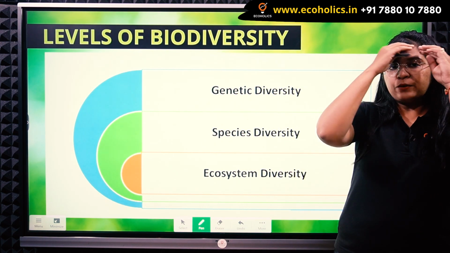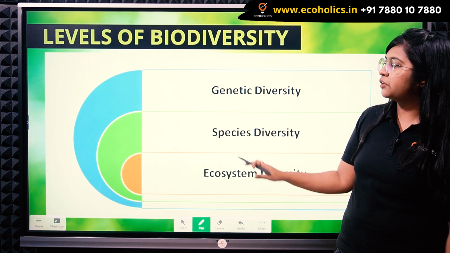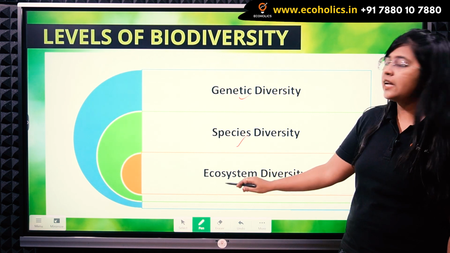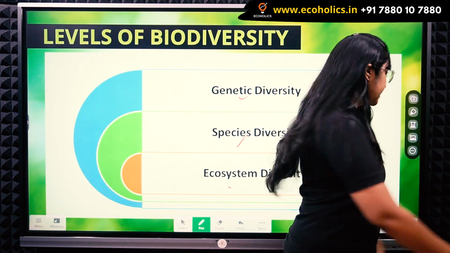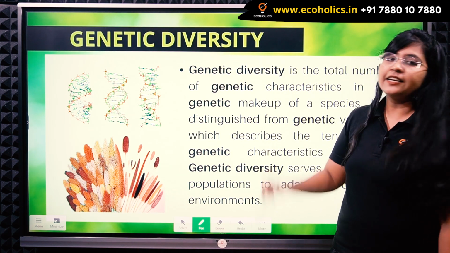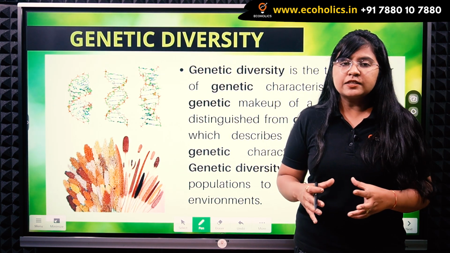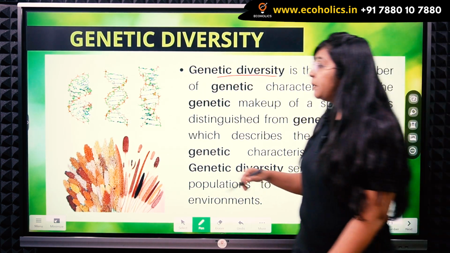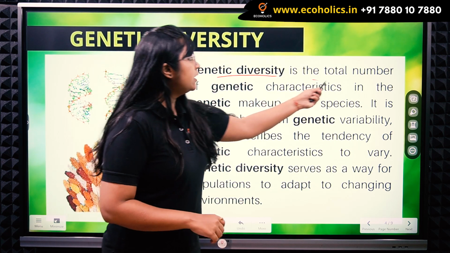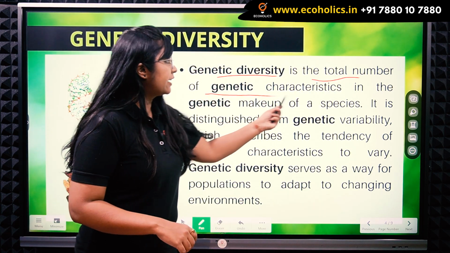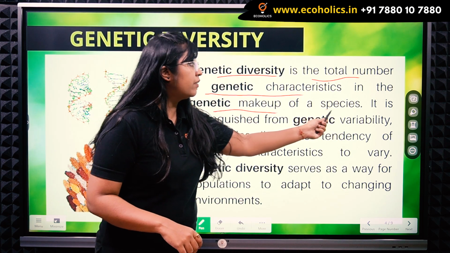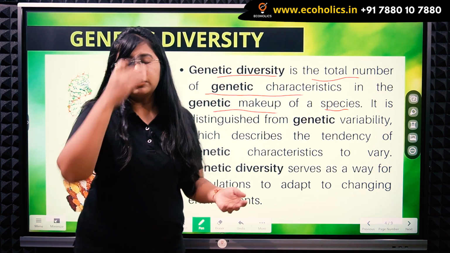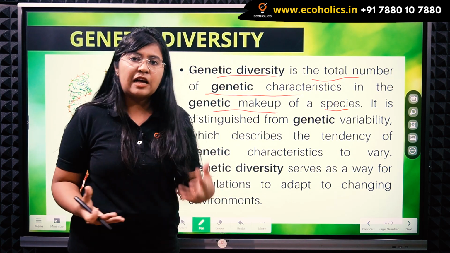Now, when we talk about biodiversity, we look into biodiversity from three specific angles: genetic diversity, species diversity, and ecosystem diversity. So firstly, we are going to look into the genetic diversity. When we talk about genetic diversity, it basically means the genes. So genetic diversity would be the total number of genetic characters in the genetic makeup of a species. This is basically a major definition that you can learn for any type of examination.